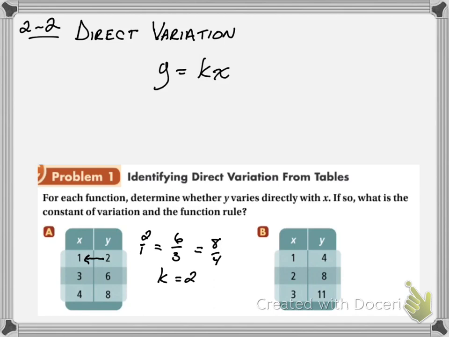Now, what's your function rule? The function rule is y equals 2, which is your constant of variation and never is going to change, times x. Those are your things that change. There's your function rule. If you look at b, it's the same process.